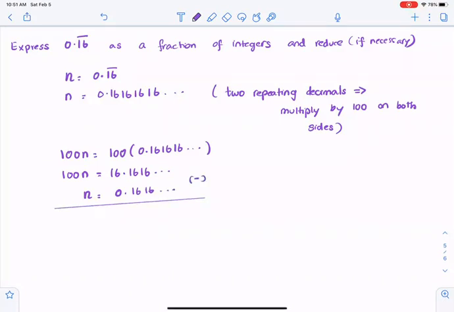Subtract: 6 minus 6, 0, 1 minus 1, 0, 6 minus 6, 0, 1 minus 1, 0, leaving 16. So 100n minus n is 99n, which would imply n is 16 over 99.